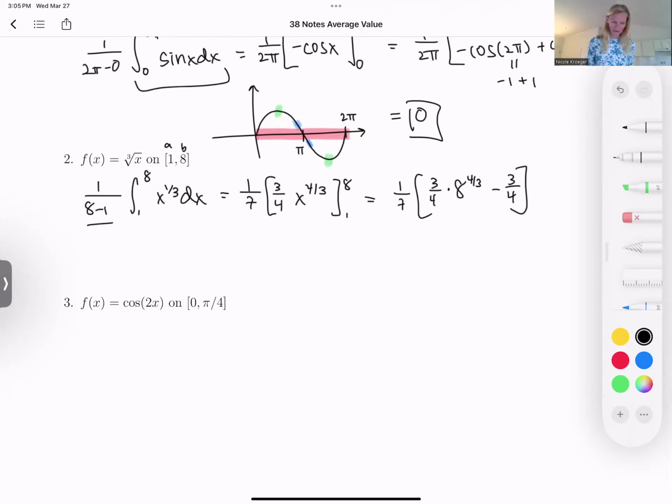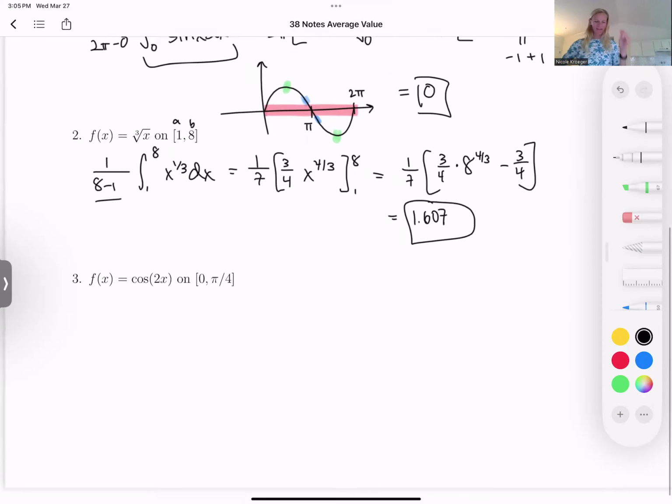When I compute that value in a calculator, I am going to get 1.607. Not so pretty, but that's okay. We'll look at this one and the next one on the graph in just a second.